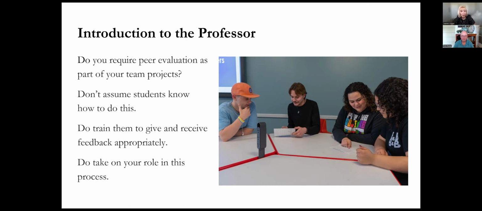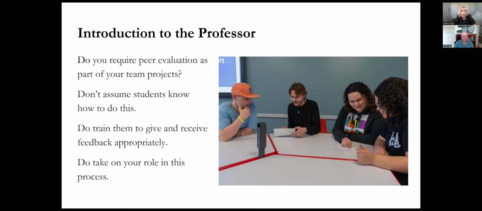But we have found out that we can't assume students know exactly how to do this. We have given students opportunities to do peer evaluations, and we find that they're overwhelmingly positive because they don't want to hurt anyone's feelings, or they pick on one particular thing that they don't like about an individual. So we have developed a system for training students to not only give, but also receive feedback appropriately.